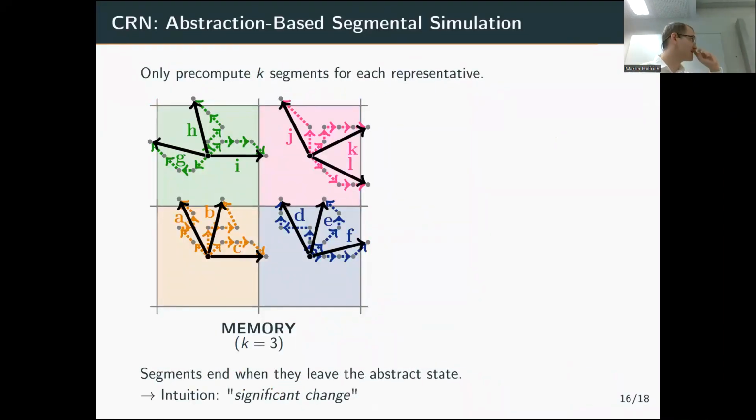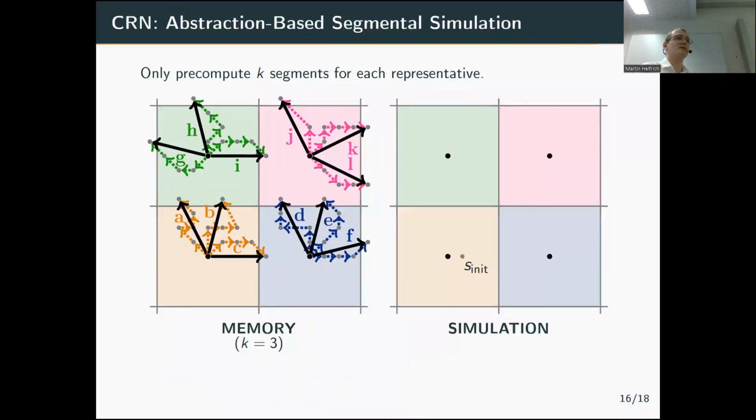So let's look at segmental simulation in action. So this is our memory, right? We pre-computed this, and we have 4 regions, 4 abstract states. They have different colors. And for each of them, we have this point in the middle. That's the representative. And starting at that point, we have these short segments. Notice that they end once you leave the abstract state, with the idea being that this is the position where the system might change significantly, right? And in this case, we have pre-computed 3 segments for each of these abstract states.